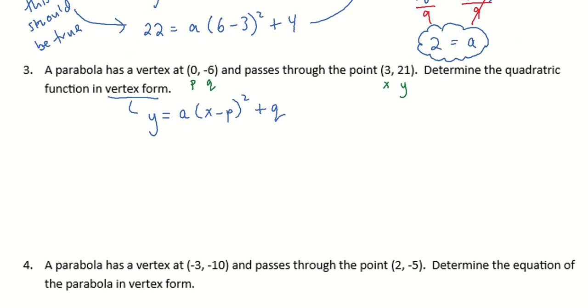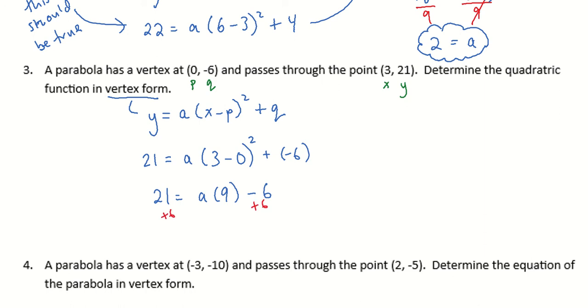Okay, so if we have all that information, let's plug it all in and see if we can determine what our a would have to be. So 21 is the y coordinate of a point on there, and x is 3, minus 0, our p, squared, plus negative 6. If I plug in those values, I get 21 is equal to a times 9 plus negative 6. Well, that's like subtracting 6. Okay, so I'm going to add 6 to both sides. So we're going to get 27 is equal to a times 9.